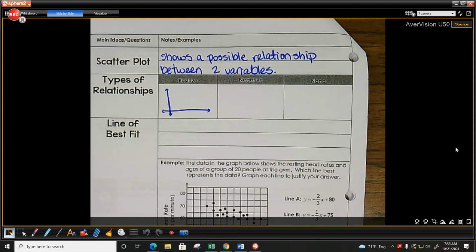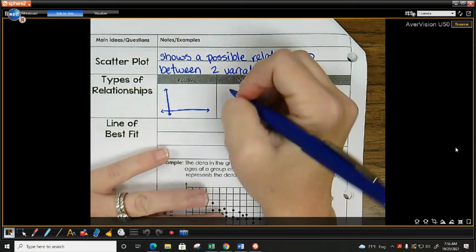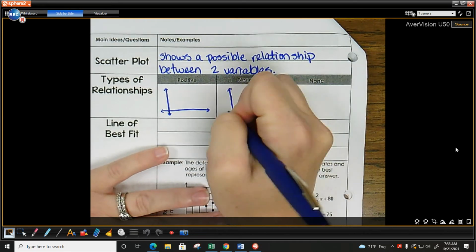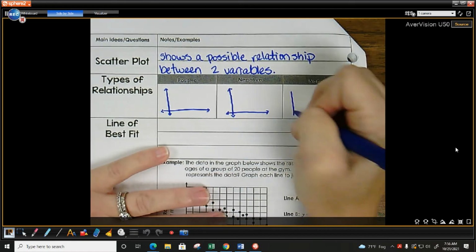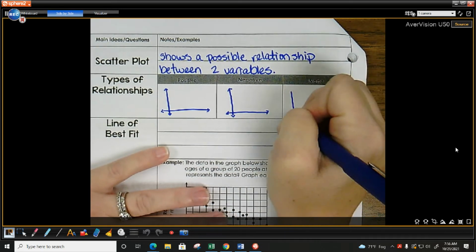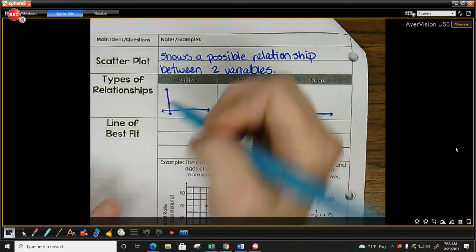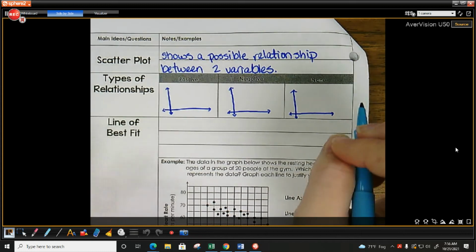So draw 3 coordinate planes, but really just in the first quadrant. We are going to look at what our positive, negative, and no correlation are. Okay, so looking at positive. Positive correlation is the same as having a positive slope.